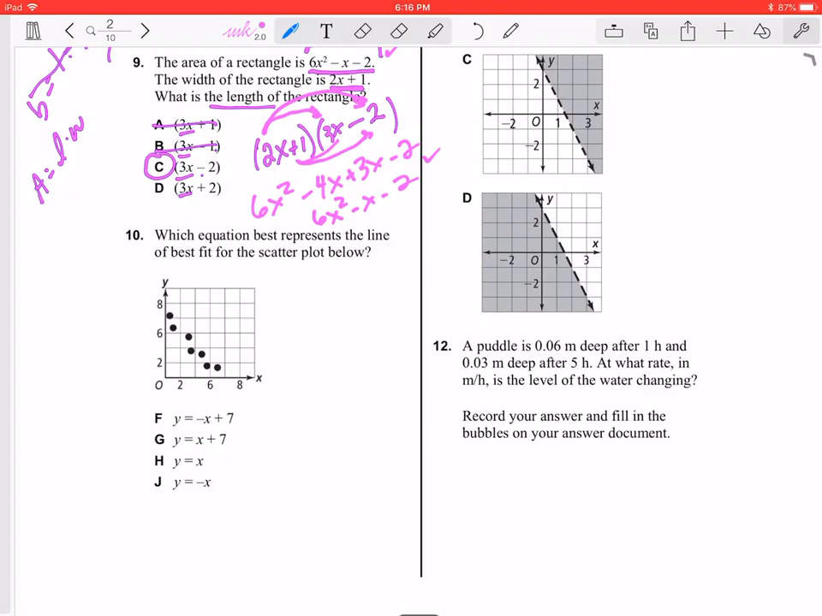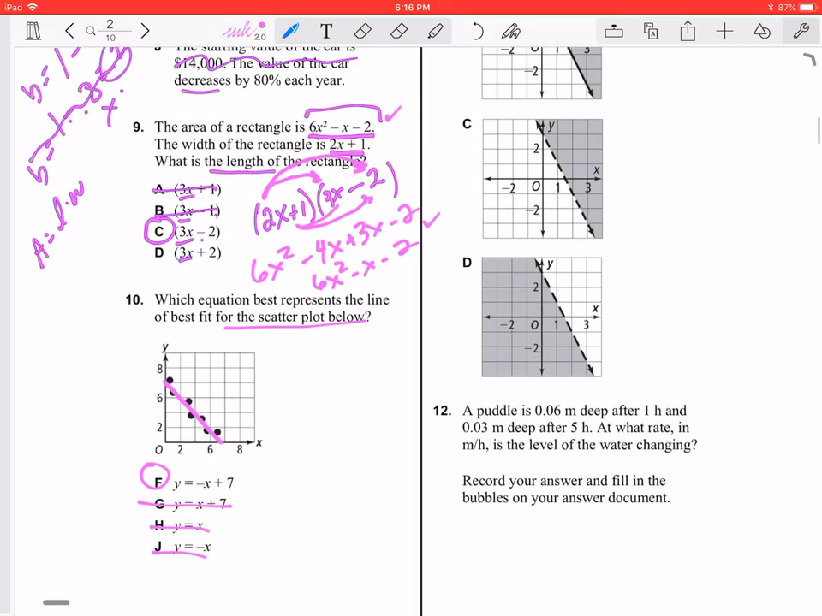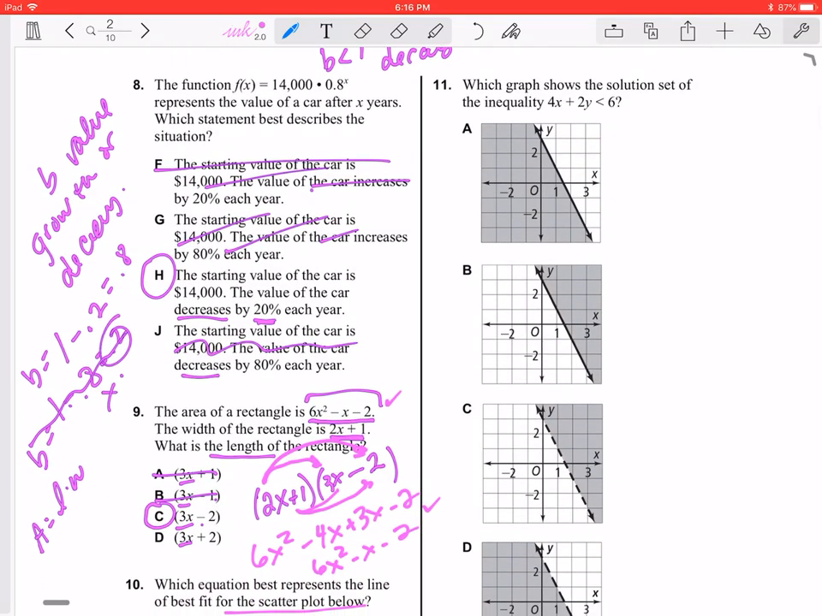Number 10. Which equation best represents the line of best fit for the scatter plot below? All right, let's just draw a straight line going down. Our intercept is going to be up here, up at 7. So we know H and J are counted out. And is our slope increasing or decreasing? Our slope is decreasing, so we know that F is our answer choice, because we do not have a positive slope in order for G to be our answer choice. So it's that easy and quick and simple.